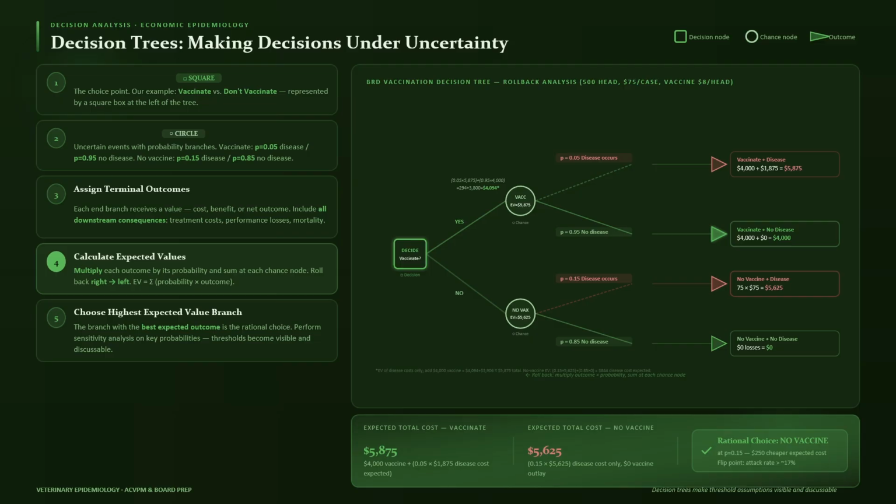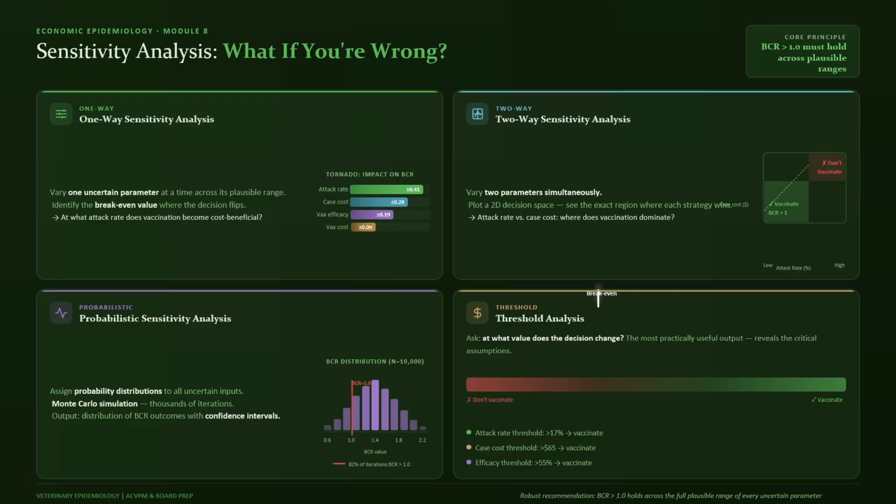So at a 15% attack rate, not vaccinating wins. The real power: trees make your threshold assumptions visible and easy to challenge. Reached a conclusion, but what if you're wrong? Sensitivity analysis stress tests your decision, and there are four flavors to know.